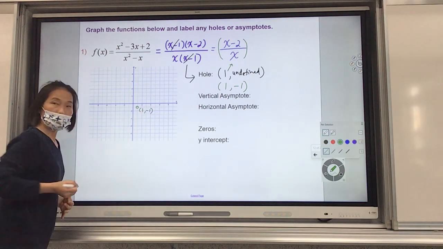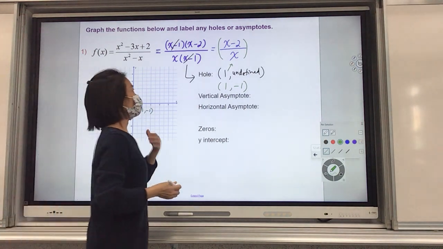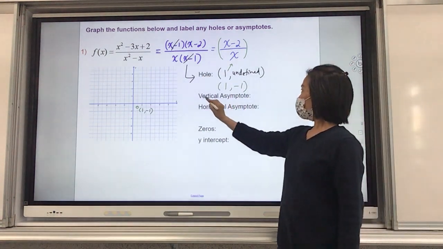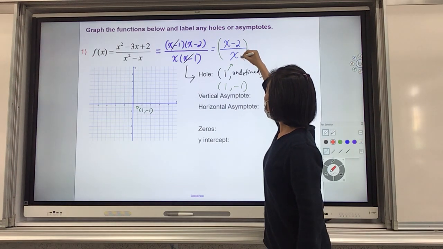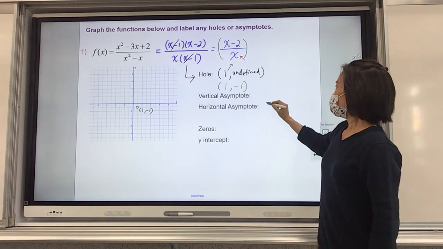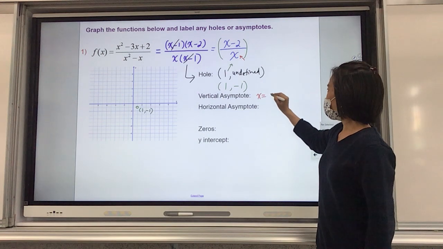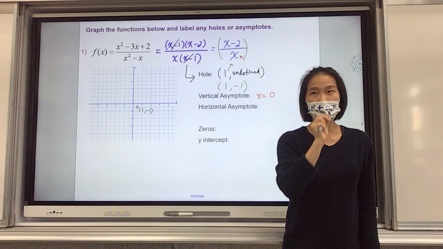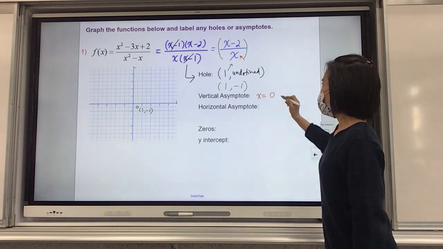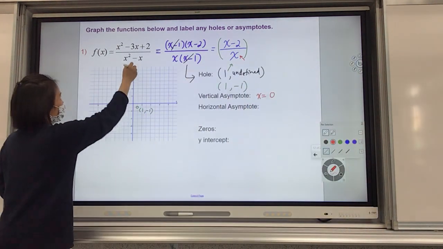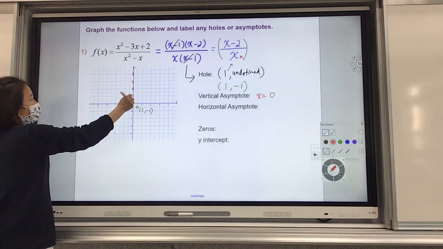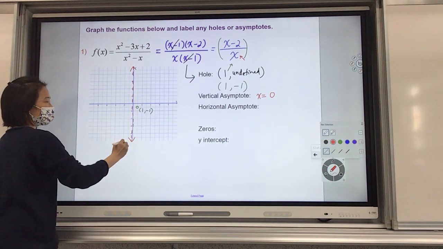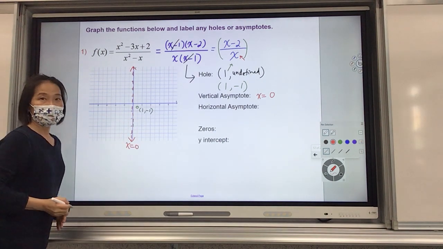Wait, so then what answer would we write? Just like the 1, negative 1, right? Yeah, 1, negative 1, that's where the hole is. The vertical asymptote is where the denominator equal to 0. So, x equal to 0 is a line equation. Do not just write 0, that's incorrect. And you come here to draw the line. The dashed line, not the solid line, please. Today, a lot of you draw solid line. And you label the asymptote.